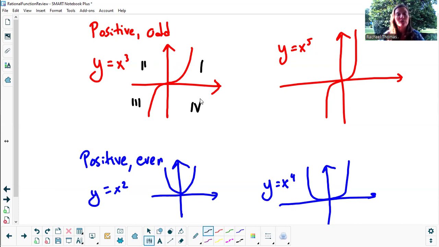Positive even, like y equals x to the 2, y equals x to the 4, is going to look more like this. Both branches go up. This exists in quadrants 1 and 2. You might know that y equals x to the 2 makes a parabola. That's what we call that curve.